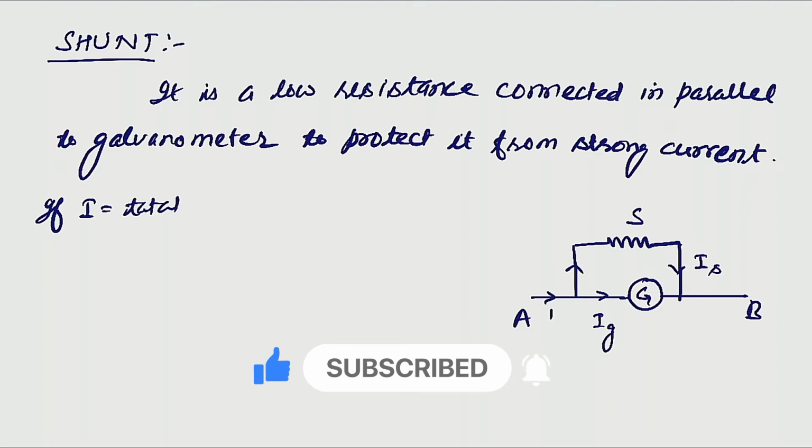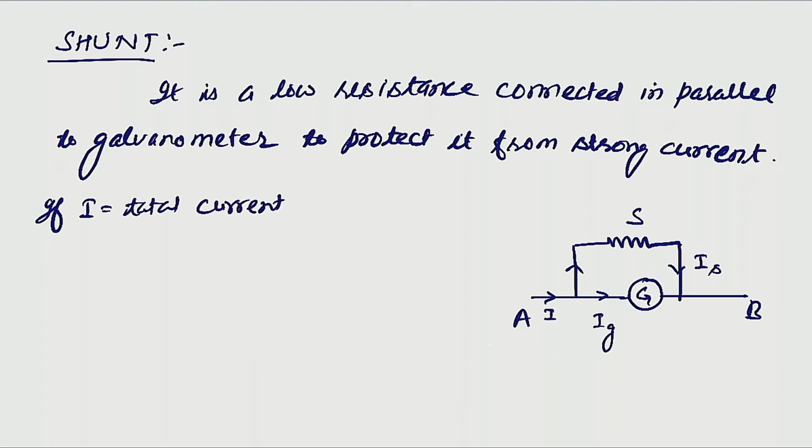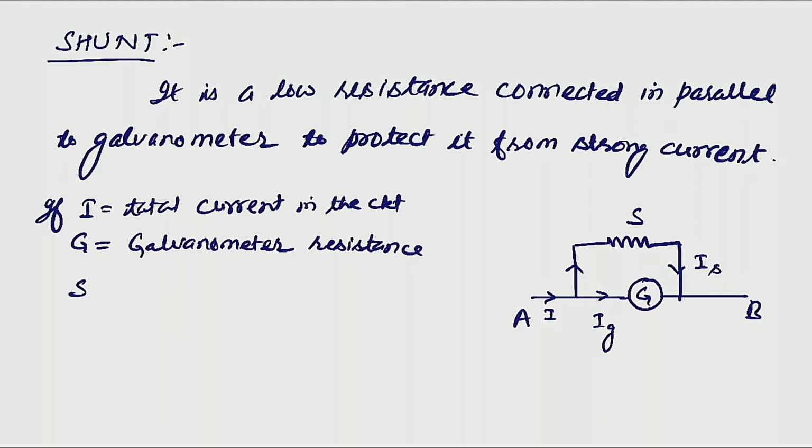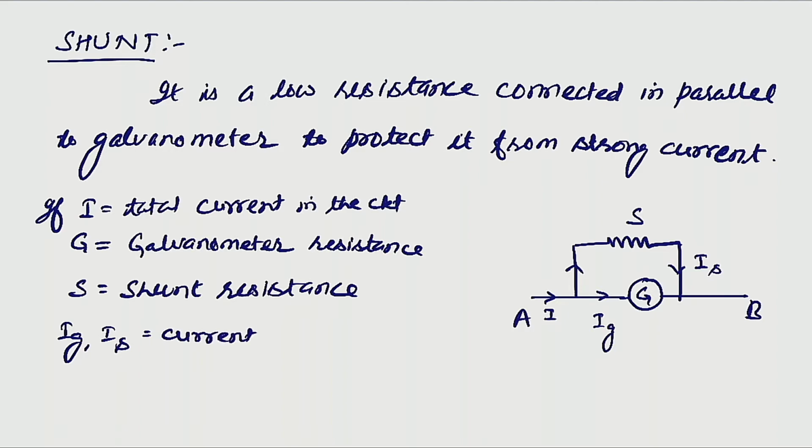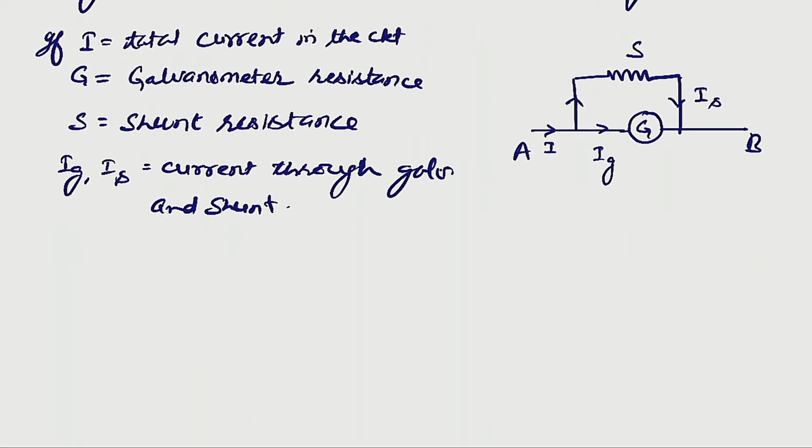If I is the total current in the circuit, G is the galvanometer resistance, and S is the shunt resistance, and if Ig and Is are the currents through the galvanometer and shunt, then according to Kirchhoff's law, the total current I will be equal to Ig plus Is.